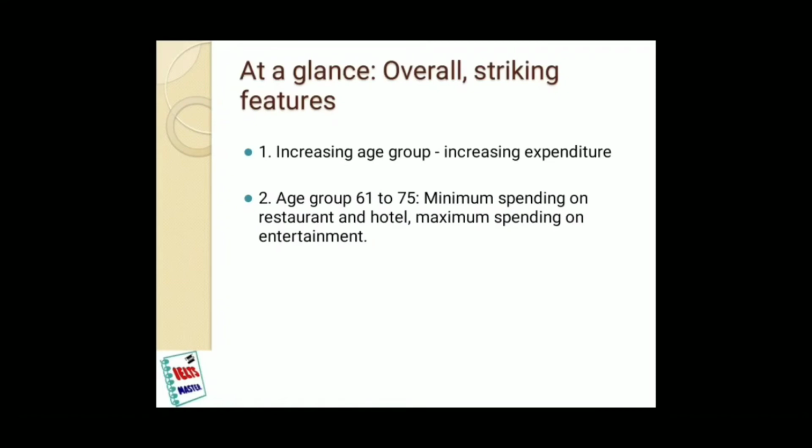The second striking feature that I can see is, if you try to see the age group 61 to 75, there is something really important in that age group. What is that? The people in this age group have spent the most, the maximum, in entertainment, and the least, the minimum, in restaurant and hotel among all the age groups. So if we try to see it at a glance, this can be another striking feature, and this can be written in the overall as a striking feature.